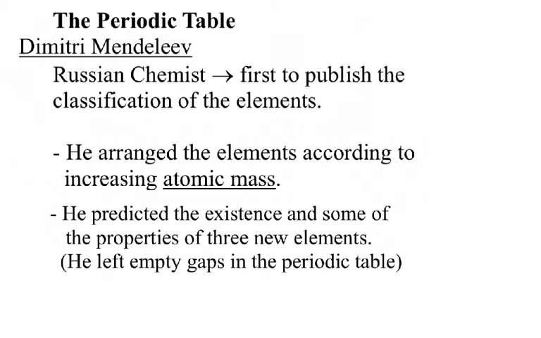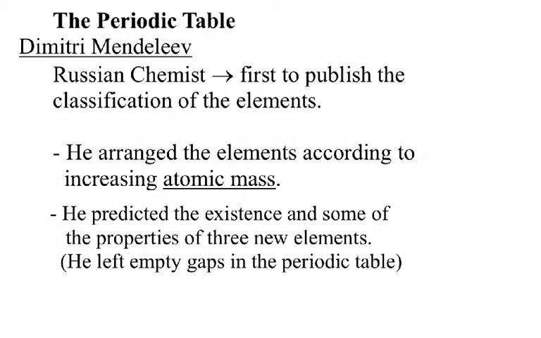Now, the periodic table that Mendeleev developed does not look anything like today's modern periodic table. Today's modern periodic table, you'll see, is arranged by the concept of atomic number. At the time, that concept did not exist. Therefore, Mendeleev arranged them according to atomic mass.